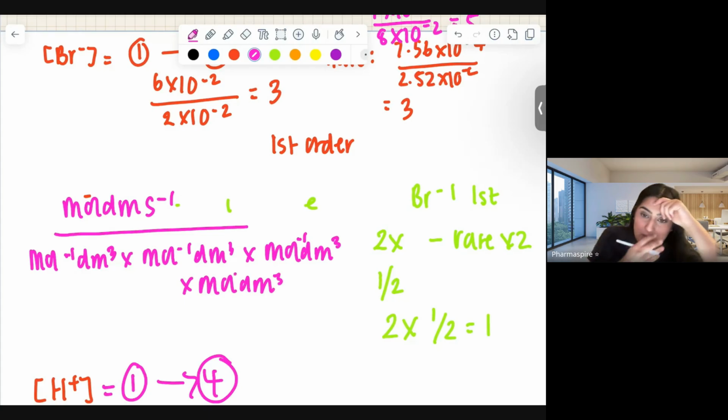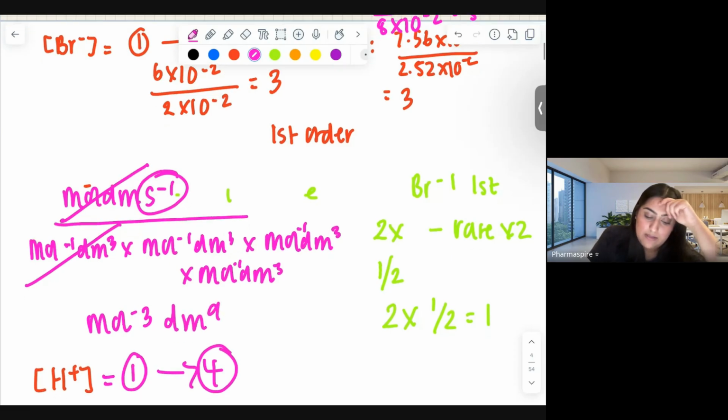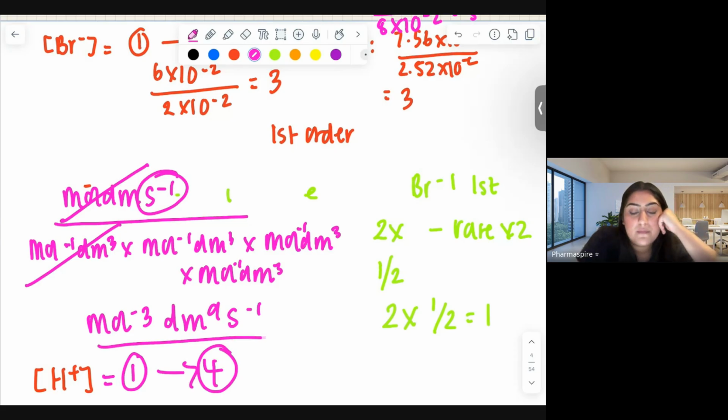The way you work it out is you cancel the one on the top, cancel one on the bottom. So you end up left with s⁻¹, and then you count what's left. So we've got mol⁻³, dm⁹, because they've got 9, and then s⁻¹. Does that make sense? Cool. That was a bit of a long-winded one.